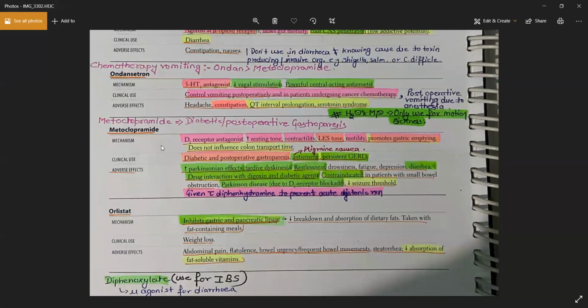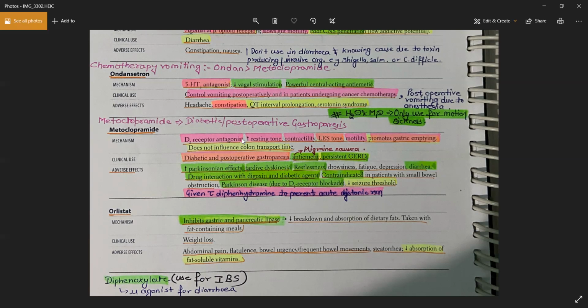So now comes metoclopramide. It is a D2 receptor antagonist, and because it is a D2 receptor antagonist, first, it will increase the resting tone and the contractility. It will cause an increase in the lower esophageal sphincter tone, and the motility will be increased, so it promotes gastric emptying. It promotes diarrhea and it will inhibit vomiting.